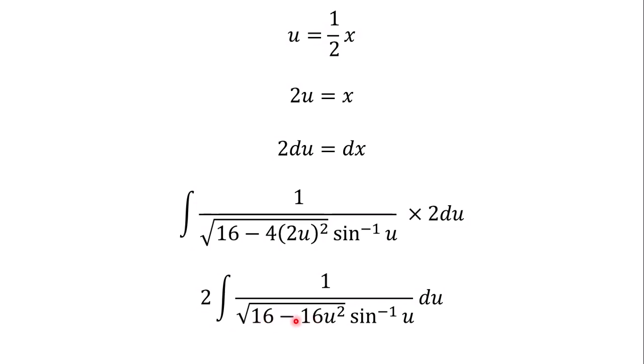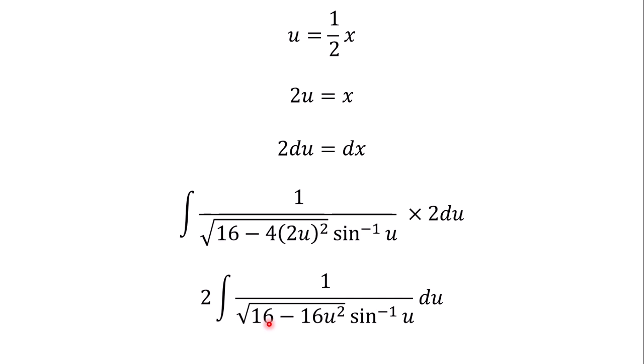How are you going to factorize this one? Here we are having 16, and here also we are having 16. So when you factorize, you're going to get square root of 16 into bracket 1 minus u squared. And remember, the multiplication law of roots said root a times root b is equal to root what?